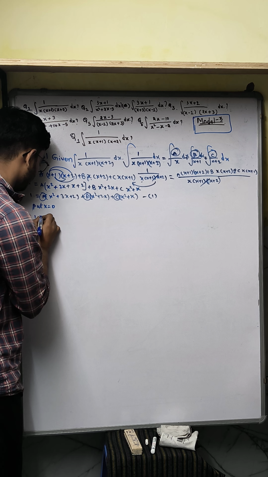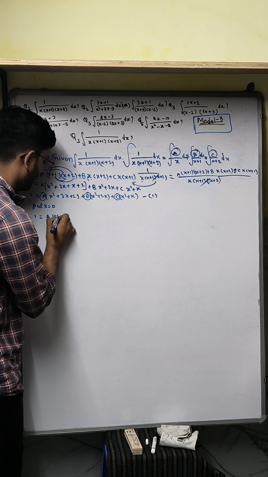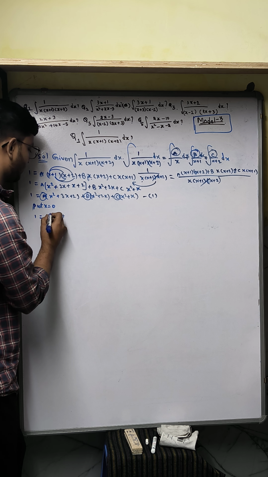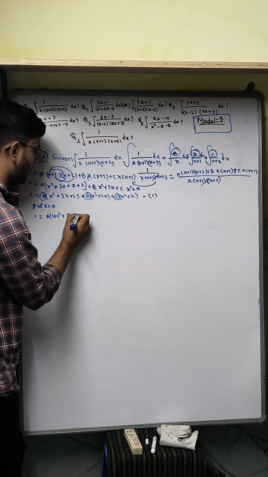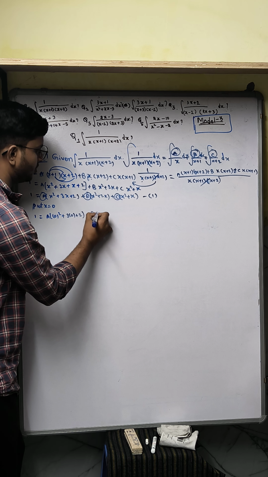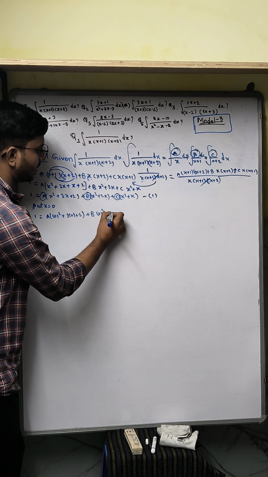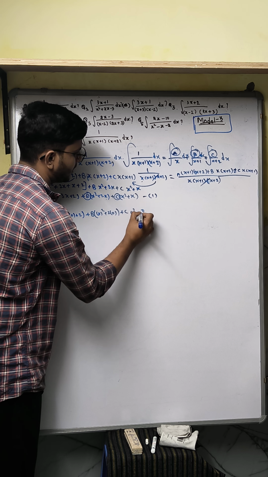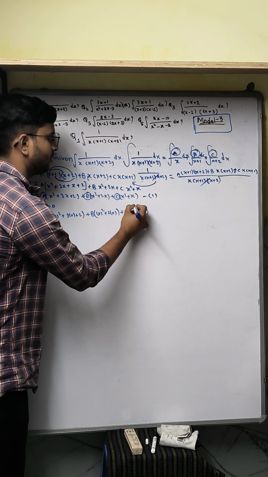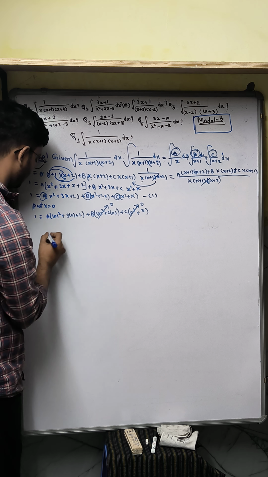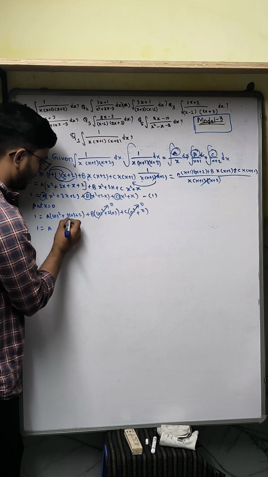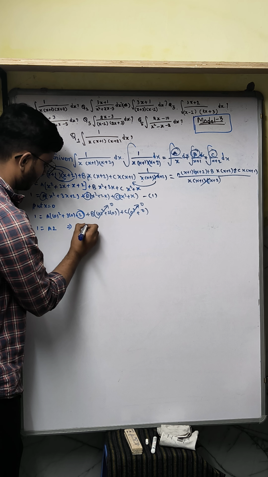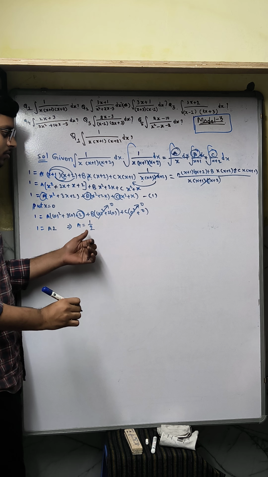Okay, 1 is equal to a(0)^2 plus 3(0) plus 2, plus b(0)^2 plus 2 into (0 in place of x), plus c(0)^2 plus 0. Then this is 0, then this is 0. 1 is equal to a times 2. Therefore a is equal to 1 by 2.